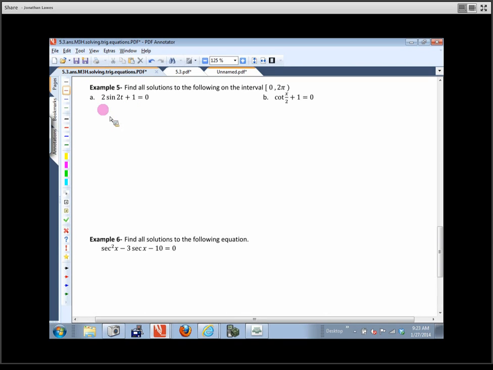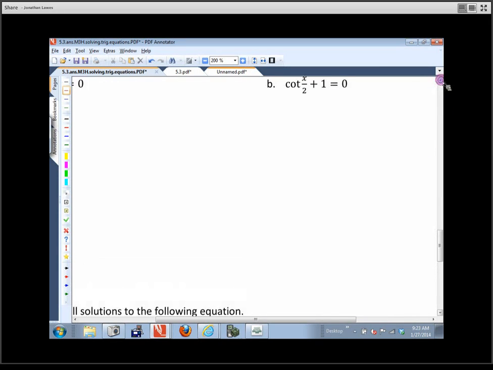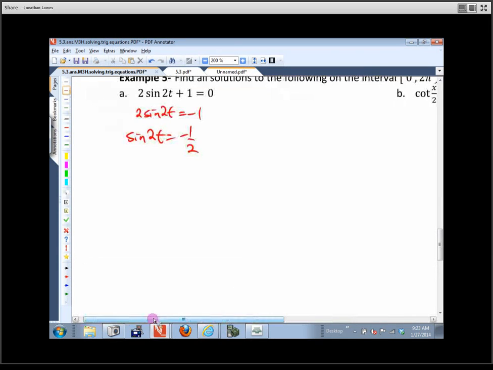Awesome. So we're going to do 2 sine 2t equals -1. Brandon, can you help us out again? Divide by 2. So I get sine of 2t equals -1/2. Okay, and here's where it gets a little bit interesting. Okay, so everybody watch. Does anybody know what to do next?